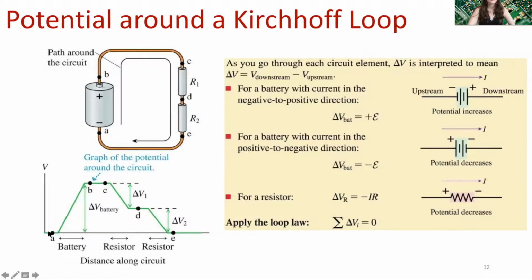And so then the sum of all of these around the circuit has to equal 0. And so once we've gone through the negative to positive terminal and around, we're back to 0 again.